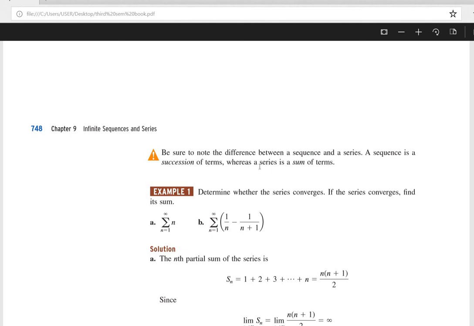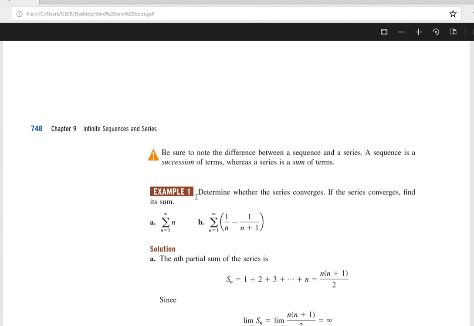Be sure of the difference between sequence and series. A sequence is a succession of terms, whereas a series is the sum of terms. We have already discussed that. Series is a sum of the terms, and this is a succession of the terms.